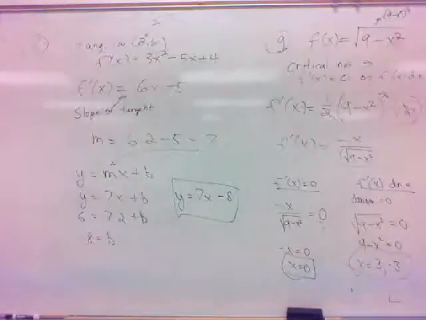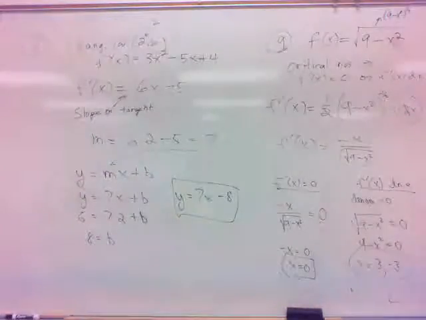So you got 0 is a critical number, 3 is a critical number, negative 3. Does that make sense?